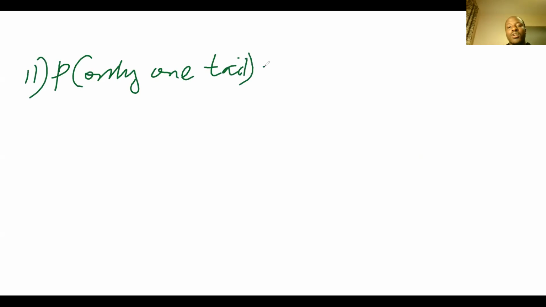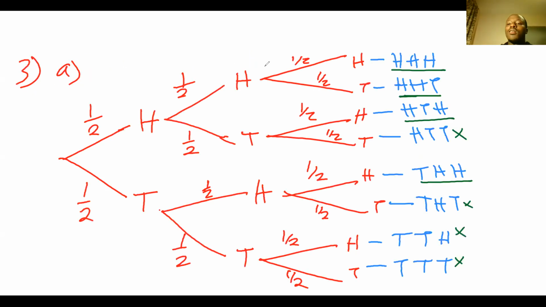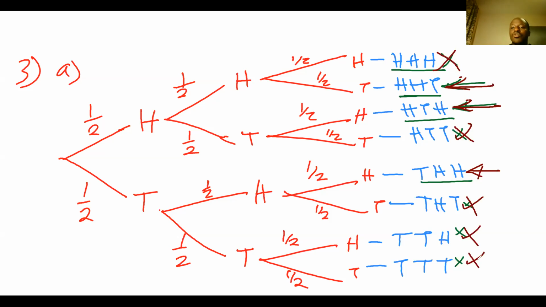Let's go back to our question. Only one tail. This one has one tail. This one has one tail. Because this has no tail, this has no tail. This has two tails, so it fails. This one has one tail. This one has two tails. This one has two tails. This one has two tails.